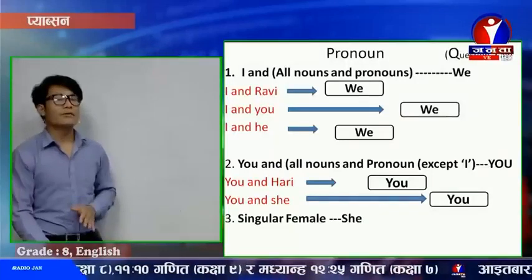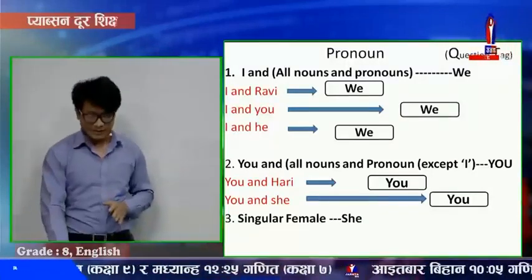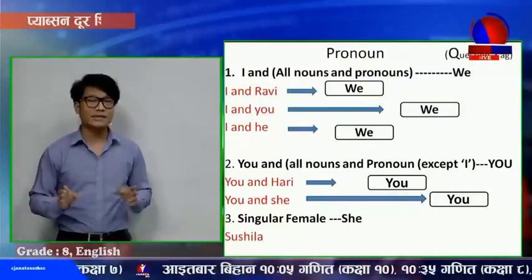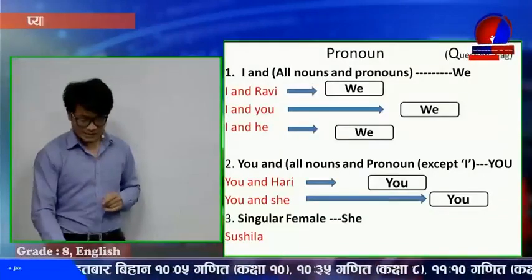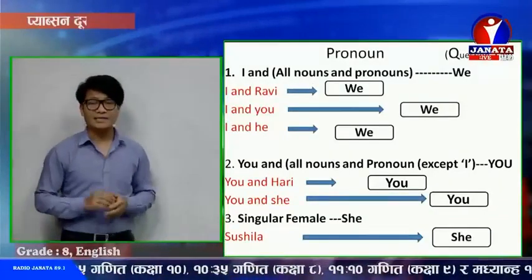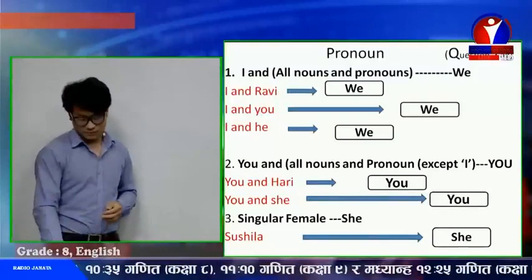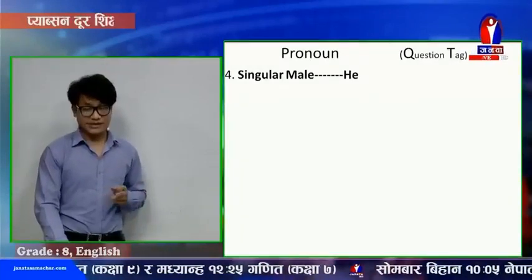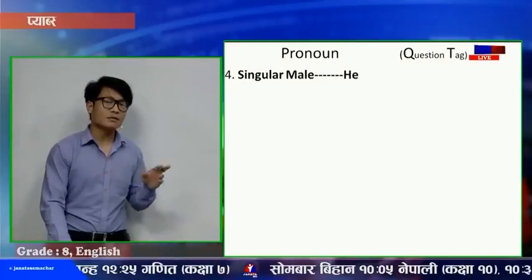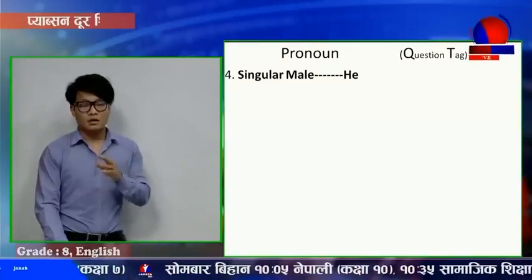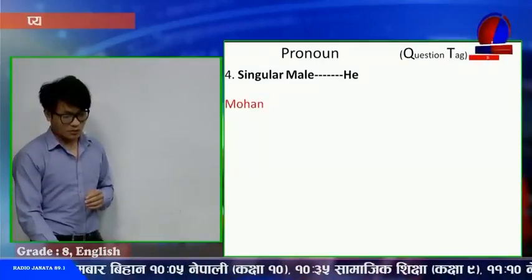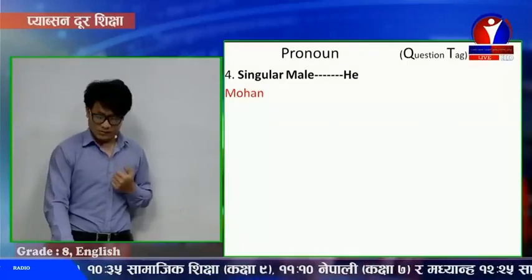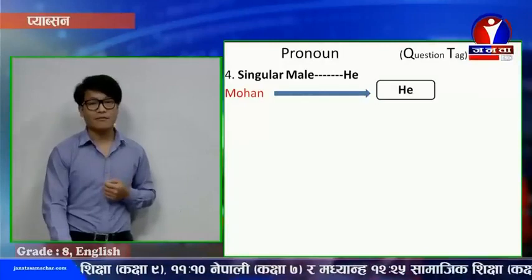Next is a singular female. You know very well, singular female becomes she pronoun, and it is Sushila. Sushila is a singular female, and that's why there should be she pronoun. Singular male. In the place of singular male, we use he pronoun. So you can see Mohan. Mohan is a boy and it's a singular noun. That's why we use he in the place of Mohan.